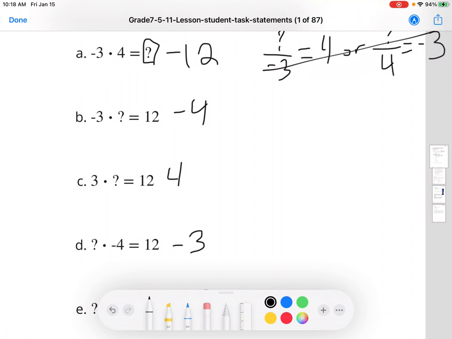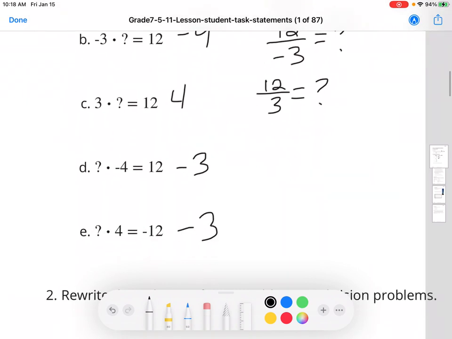So your division would be 12 divided by negative 3. And that gives you your unknown number, which is negative 4. C, 3 times a number equals positive 12, so your division would be 12 divided by positive 3 equals your unknown number. D, positive 12 divided by negative 4 is your unknown number. And E is negative 12 divided by positive 4 equals your unknown number.